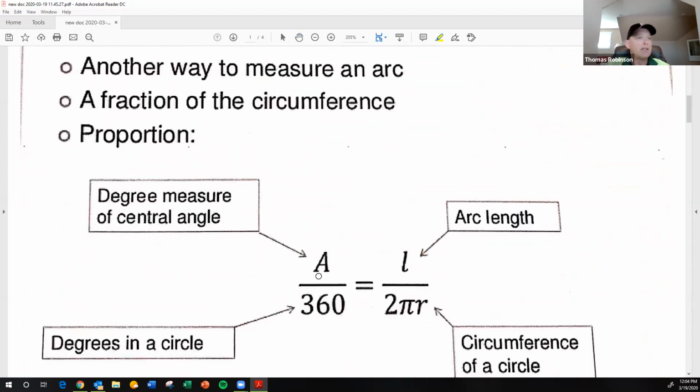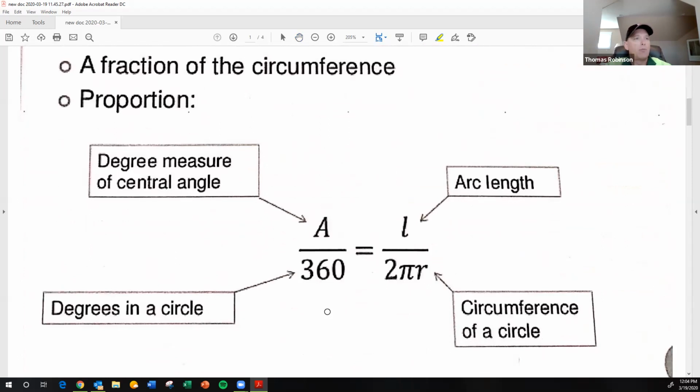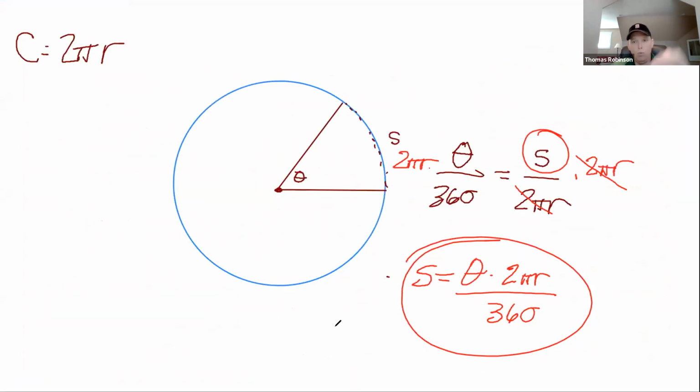Another way to look at it is this sort of proportion we have right here. And it's using different letters, A here instead of theta, and L instead of S, but it's the same concept, that whatever proportion or whatever portion of the 360 degrees we have in our angle, we also have as part of our circumference. So if I go back now to the whiteboard, you should see why that makes sense.